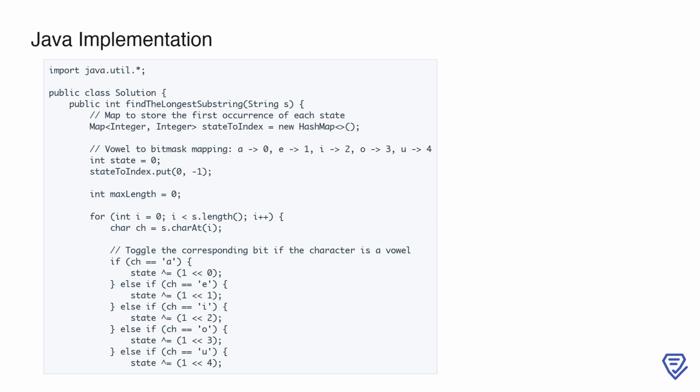As we iterate through the input string, we check each character. If the character is a vowel, we toggle the corresponding bit in the state using XOR operations.